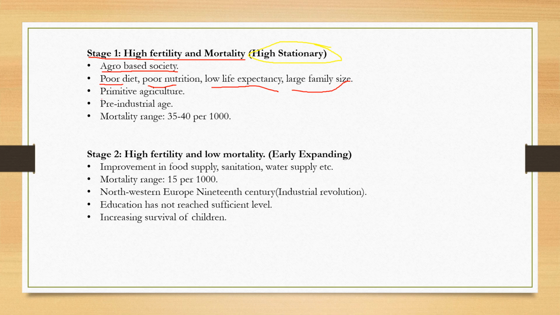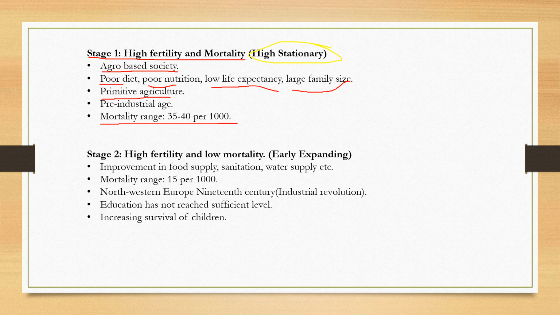Okay, primitive agriculture. When I teach you the types of agriculture, at that time you will find different kinds of agriculture. Primitive agriculture is based on traditional ideas, and sometimes is very unscientific in nature. It is not at all for profit, it is for daily life use. This stage belongs to the pre-industrial age, where development has not started yet. And the mortality range you find here is 35 to 40 per 1000.